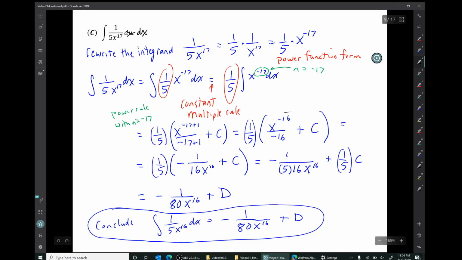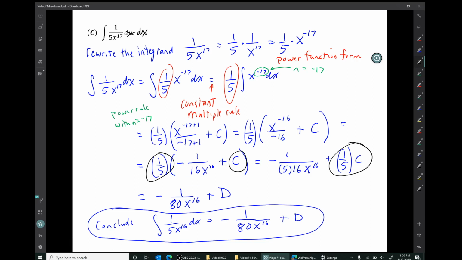An x to the -16 in the numerator is the same as having an x to the 16 in the denominator. So then the numerator just becomes the number 1. And then being careful to multiply 1/5 times this thing, I end up with a 5 in the denominator. And I've got to multiply 1/5 times c, and I get 1/5 c.